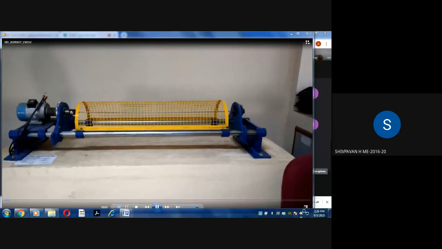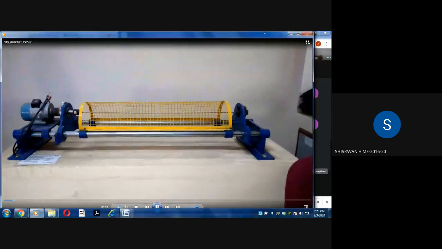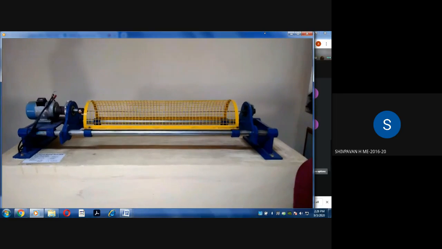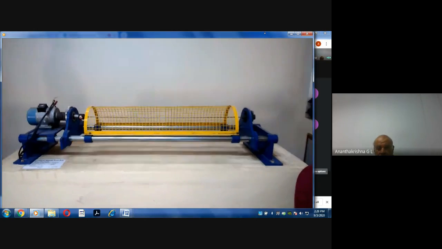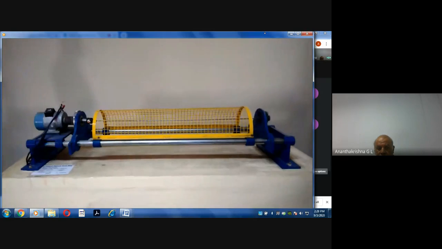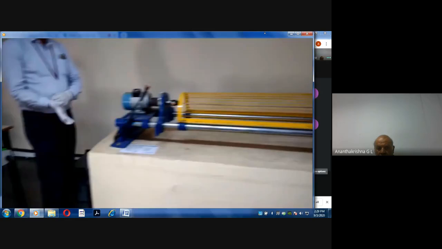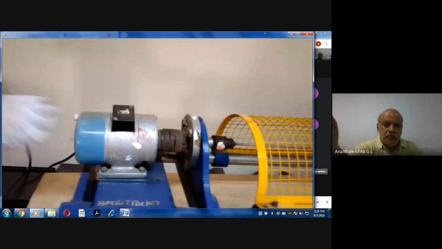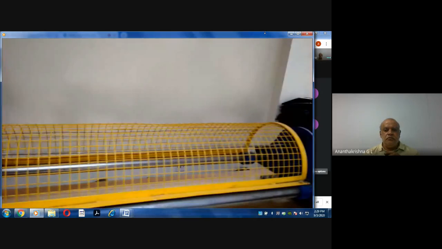This is the entire setup of the critical speed of shaft arrangement. So at the center you have got a shaft and a cage is covered in the yellow color. That's the cage, so that even if the shaft flies out, there is no danger. And the shaft is connected to a motor. So that is the motor. Through that motor, the shaft will rotate. The shaft is mounted between two bearings.